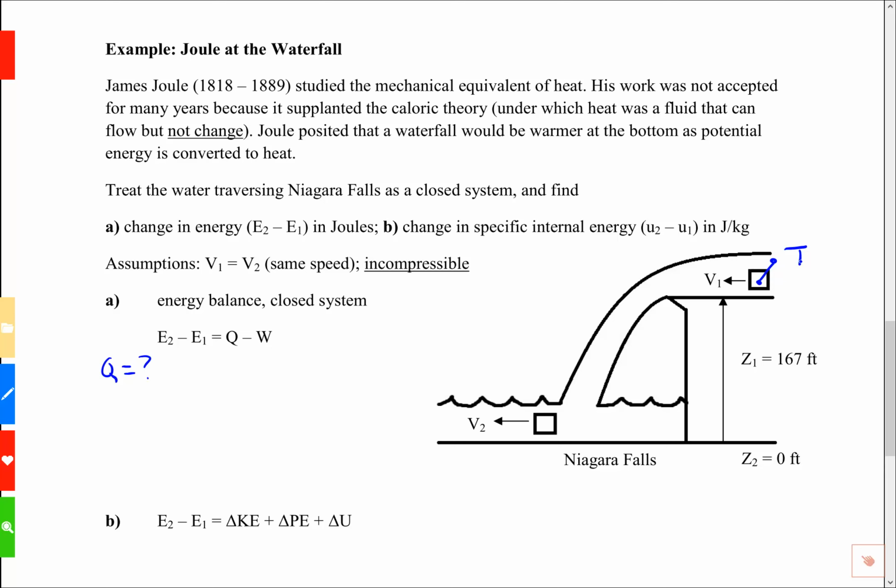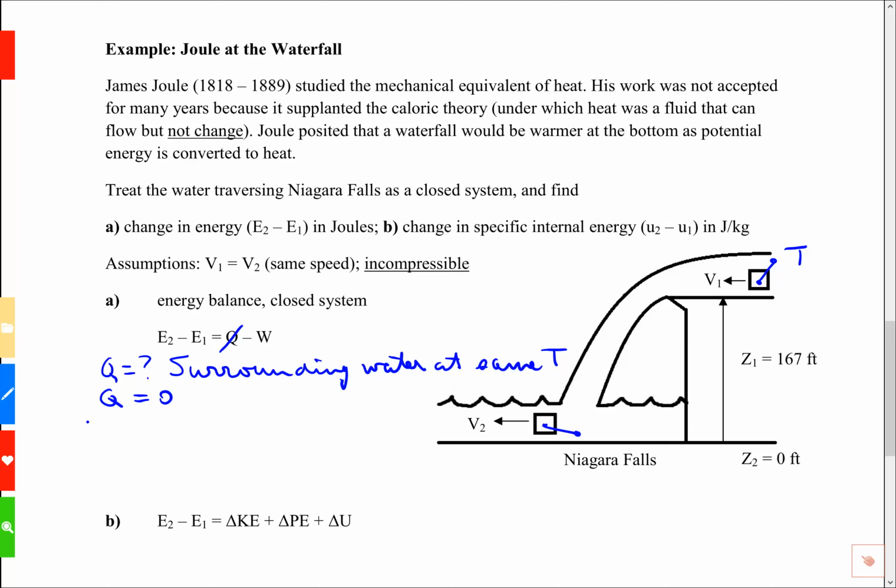And we're going to assume that the surrounding water is at the same temperature. So the temperature nearby is the same at each instant. There's going to be no impetus for heat transfer, so we're going to take the heat transfer to be zero. That takes care of this term.